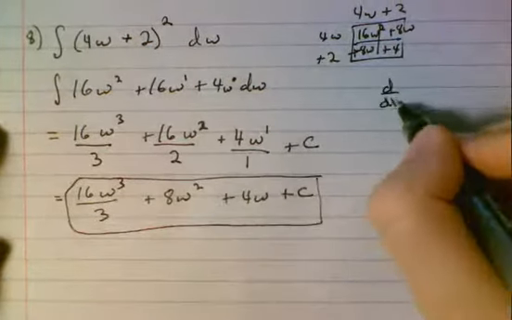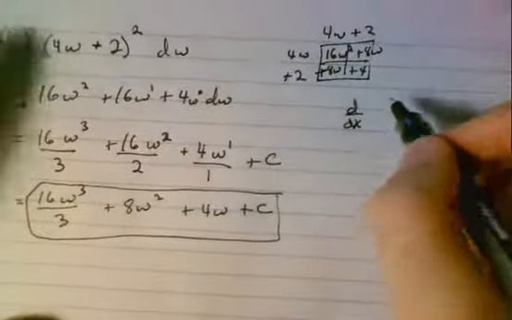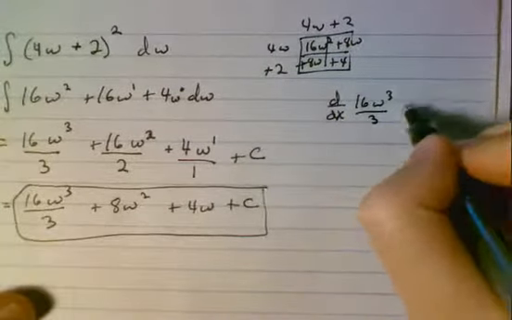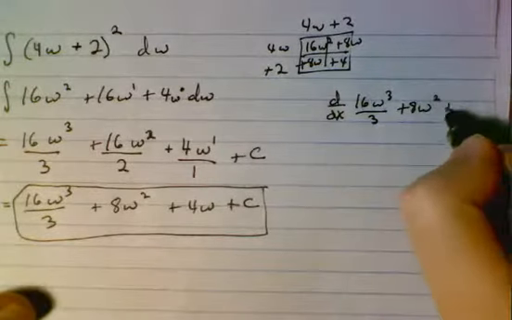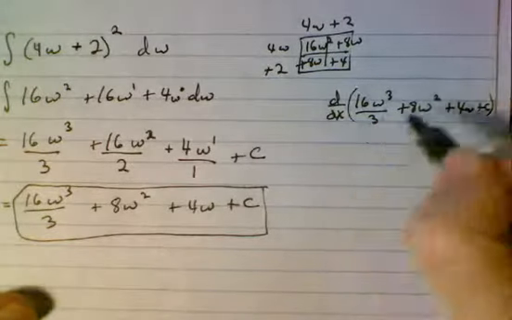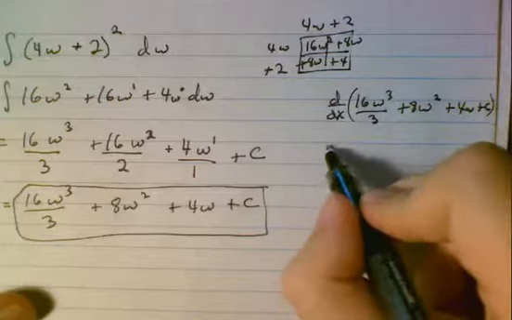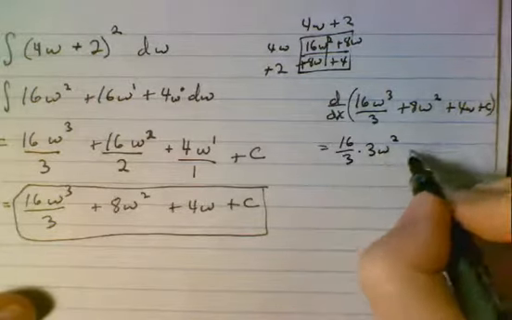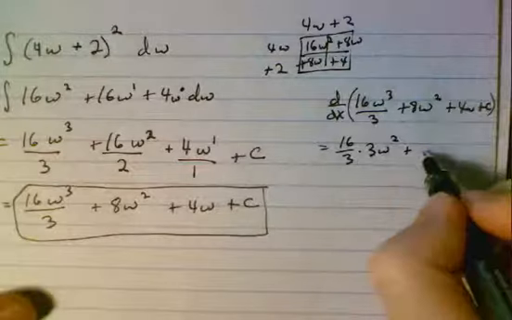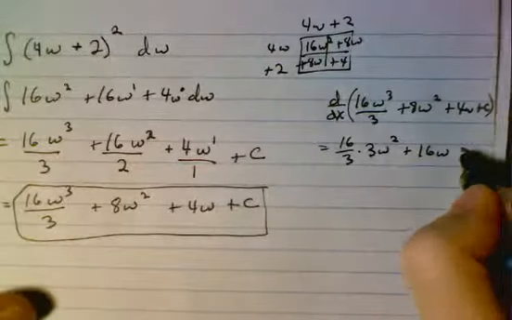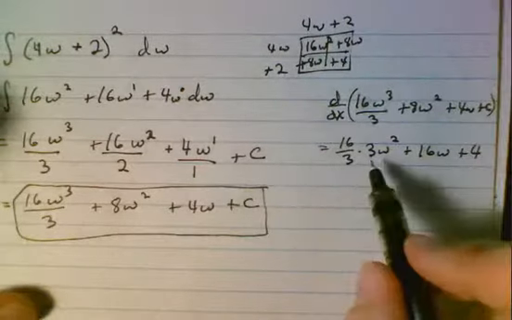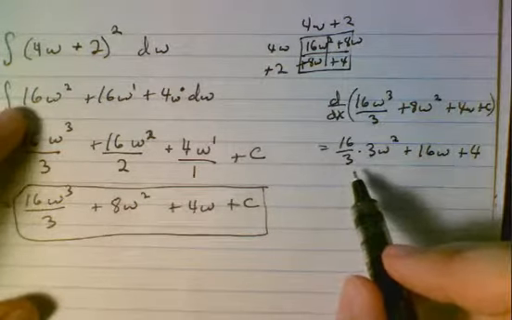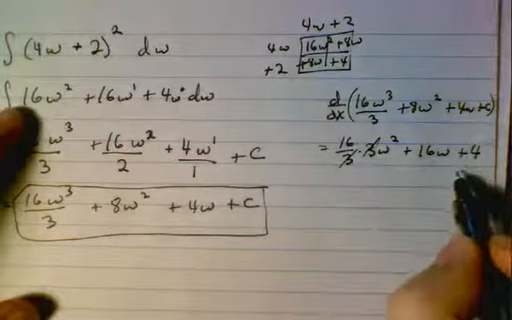And when we check our work, when we bring down that 3, so we've got 16/3 times 3w squared plus bring down the 2, 2 times 8 is 16w plus 4, and that's what we ended up with here once those 3's cancel out.